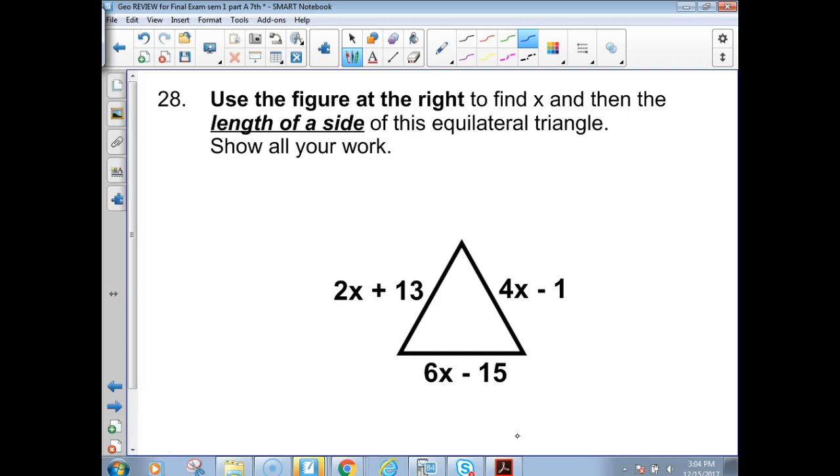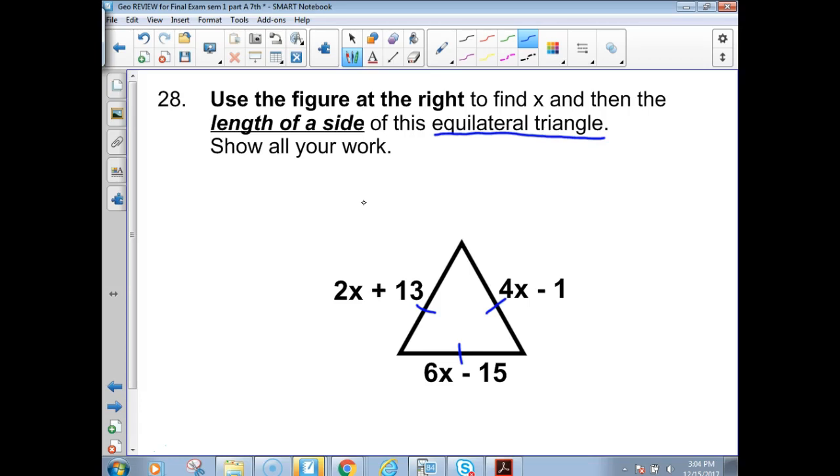Okay, here's the biggest mistake I always see about this question. Kids want to take and add these up and say it equals 180. They're not angles. What are they? Yeah. It says this is an equilateral triangle. So all of these sides are equal and all of the angles are 60. But I'm not talking about angles. So it says find x and the length of a side.